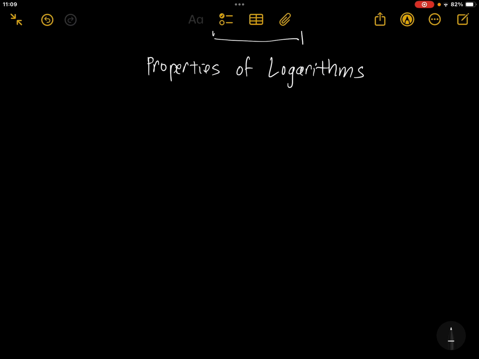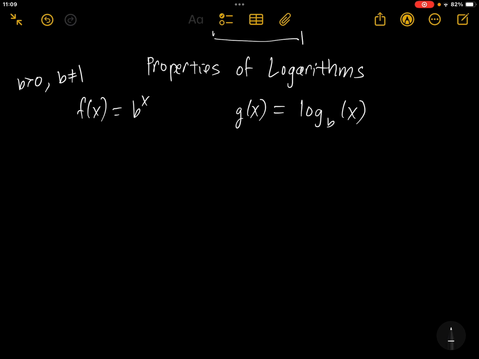In the last video, we introduced logarithmic functions. So let's recall that if you have a function f of x equals b to the x, where b is positive and not equal to 1, then we define the function g of x, which is log sub b of x. And what it does is it undoes what the function f does. One way of saying this is that the functions f and g are inverses of each other.